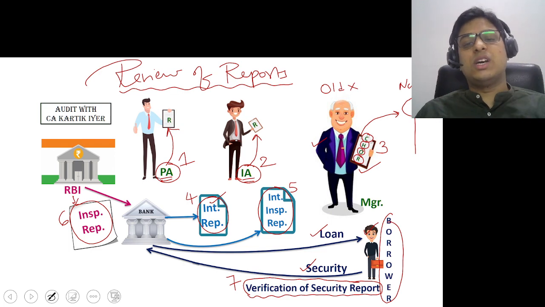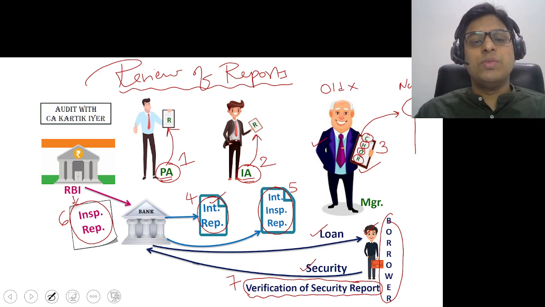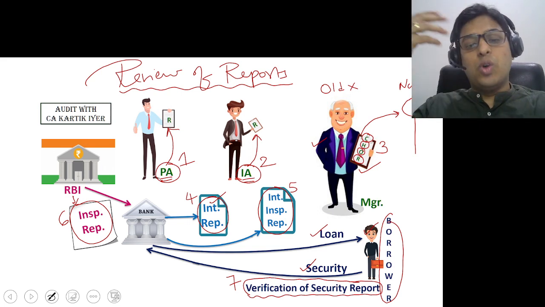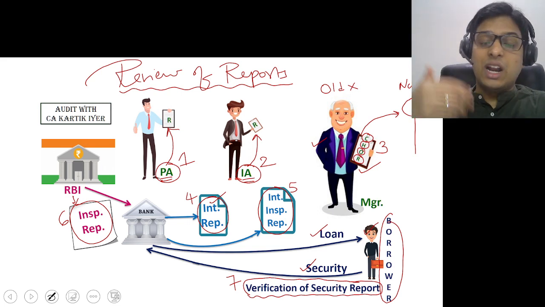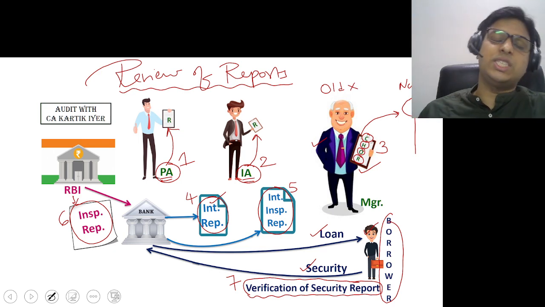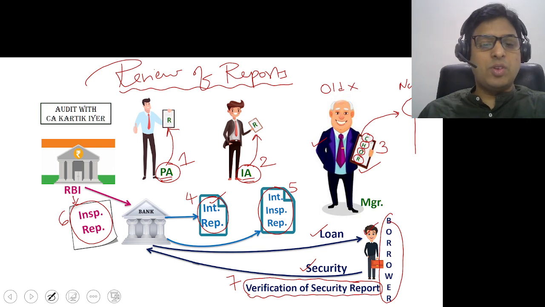So tell me the points here. Review of reports. What all reports will the auditor review? That is your previous audit report, internal auditor's report, charge handing over report, then your bank's internal report, bank's internal inspection report, RBI's inspection report, and verification of security report. Simple. Okay, let's read this answer.